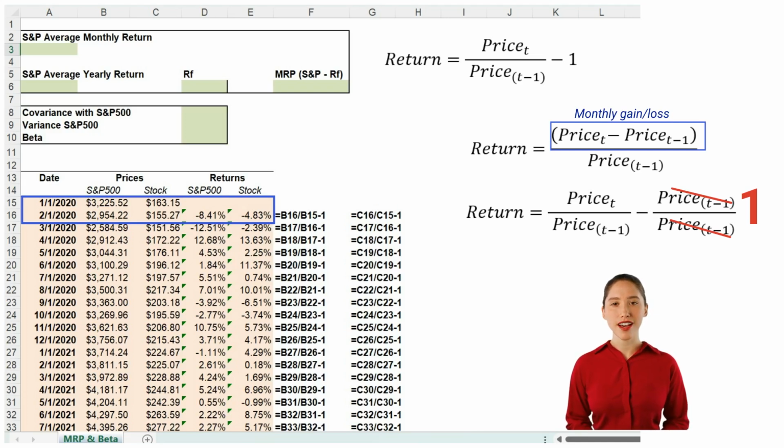If you had bought the stock in January at 163.15 and you sold it in February at 155.27, you would have lost $7.88. Dividing the $7.88 by your January investment of $163.15, you realize that the return is minus 4.83%. A similar logic applies to the calculation of the returns for all other months.